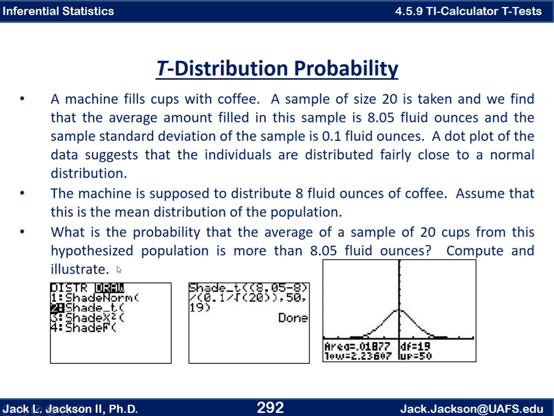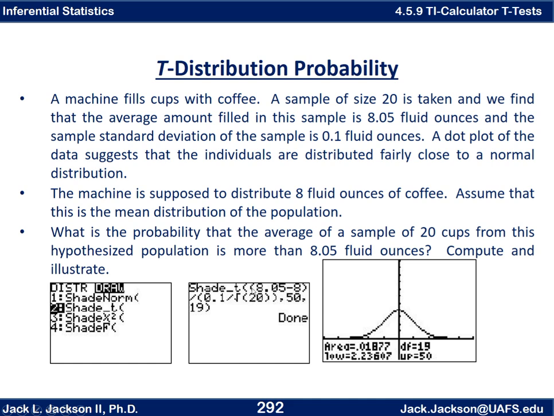Now I don't know if I've shown you this one before or not, but you can go to second VARS for distributions. This is on a TI-84. Instead of going to distribution, go to draw, and there are certain ones here, the most important ones for inferential statistics: normal, t, chi-square, and F. We can draw and shade. So we can select shade t, and we have to put in our test statistic. So I put in 8.05 minus 8 in parentheses divided by parentheses 0.1 divided by square root of 20. That's x bar minus mu over s divided by square root of n.